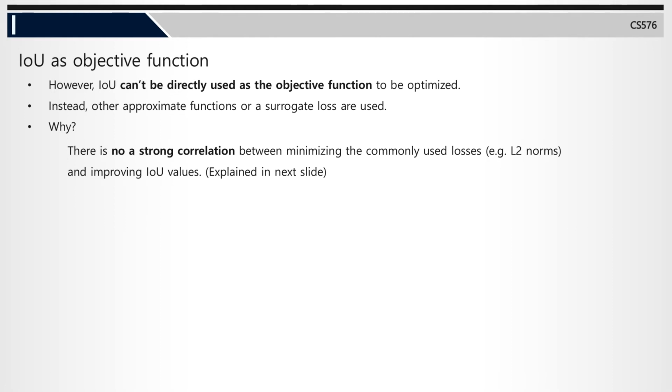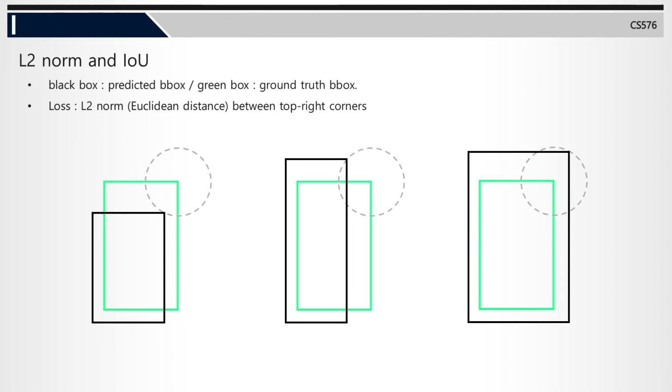The main reason is that there is no strong correlation between minimizing the commonly used losses such as L2 norms and improving IOU values. Let's see the figure below together. Here, the black box is a predicted bounding box and green box is a ground truth bounding box. For simplicity, let's assume that bottom left corner is fixed.